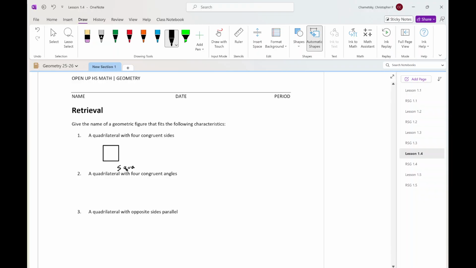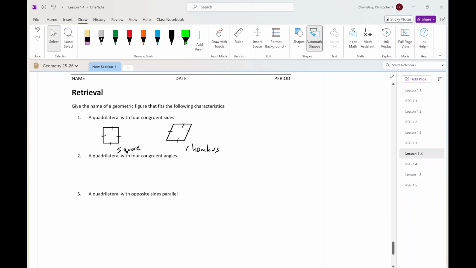So a square. But we could also have something that's kind of like a tilted square. There we go. Where all the sides are equal. And this is called a rhombus. A quadrilateral with four congruent angles. There's two possibilities. We could do a square again, where all of our angles are 90. But the thing that also works is a rectangle. And those are the two that could be a quadrilateral with four congruent angles.